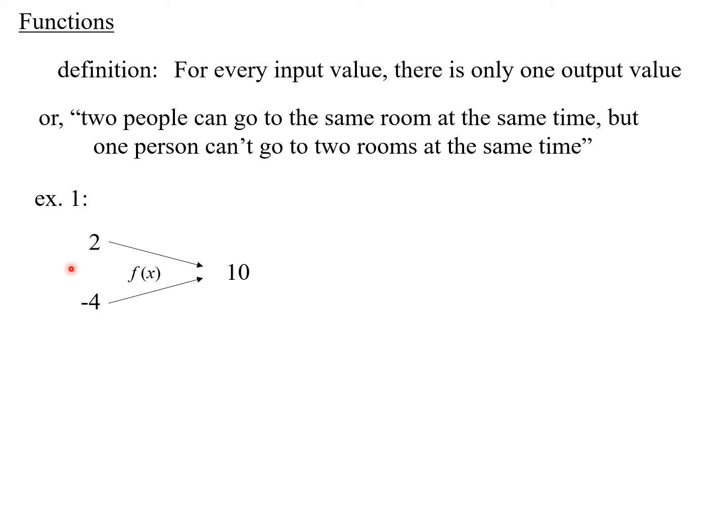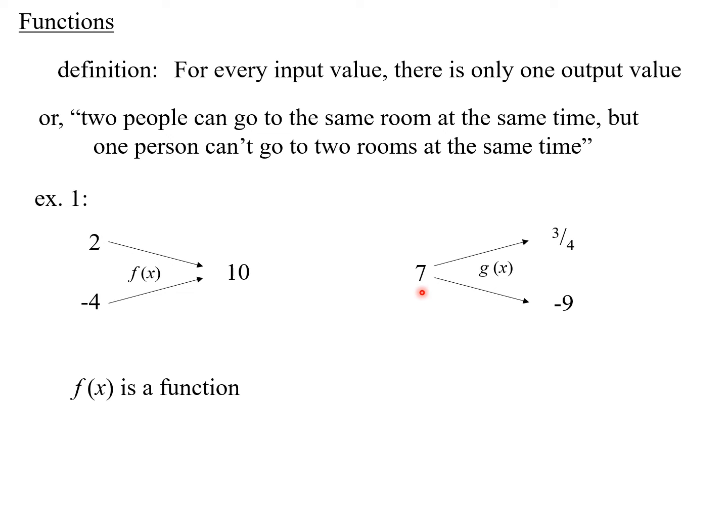I have person number 2 and person number -4, and they can both go to the same room, room number 10. So we would say f of x is a function. f of x takes the input of 2 and gives an output of 10, and takes an input of -4 and gives an output of 10. And that's perfectly fine. f of x is a function.